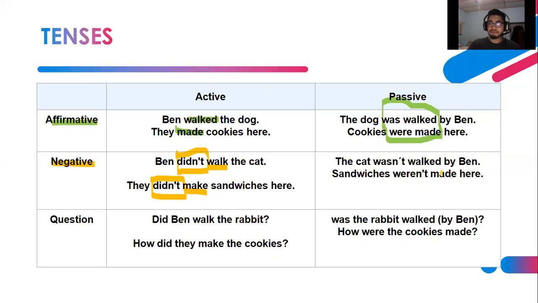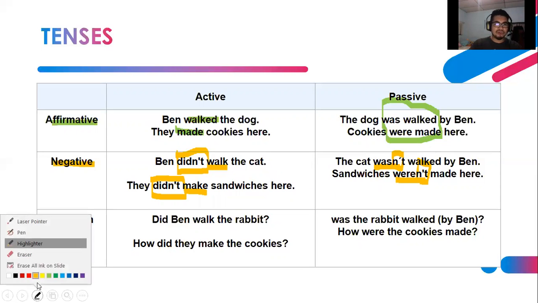But what about the passive form? In the passive form, the only change that you will see is that you will still have was and were, okay, was and were in the negative form, and you will have the word not, okay? So you will say, the cat was not walked by Ben, or sandwiches were not made here. That's the difference. But you can say wasn't or weren't, depending on which one you like the most.